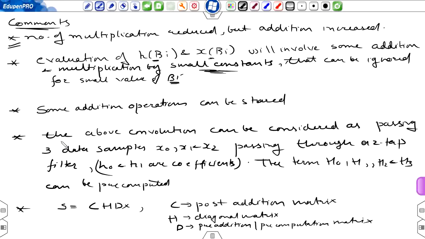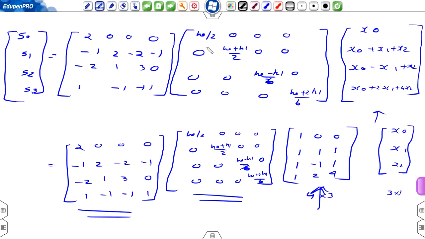Next is that the previous example that we have considered, we can consider it as passing 3 data samples, that is x0, x1, x2, through a 2-tap filter with coefficients h0 and h1. Okay, so the terms capital H0, H1, H2 and H3 can be pre-computed as they are constant coefficients.